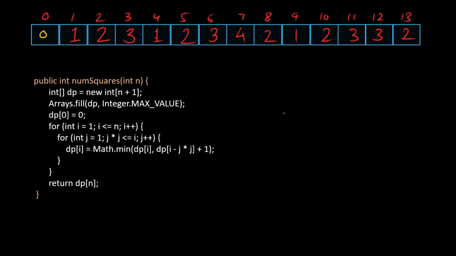Time complexity for this solution would be O of n into root n, as this loop will go n times and this loop will go root n times.